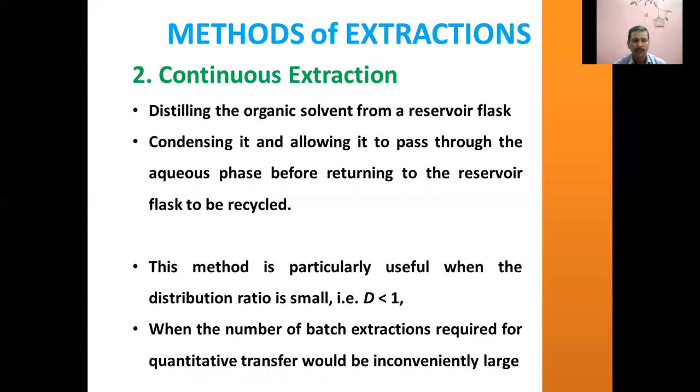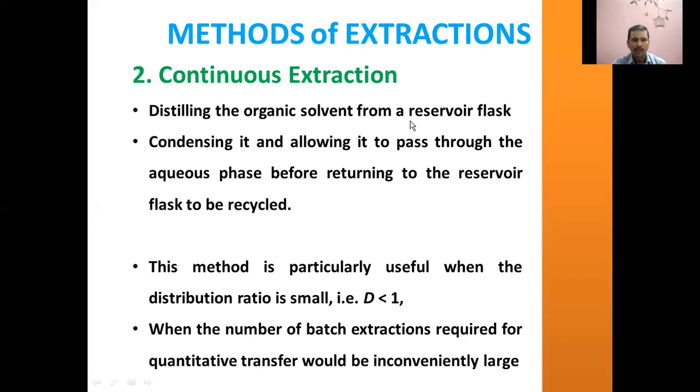Those liquids will take away the solutes present in the sample solution, and depending upon the density, the organic solvent will settle in the sample tube. Here we can use both lighter and heavier solvents compared to the aqueous solvent. So we will distill the organic solvent present in the reservoir flask. In continuous extraction, a continuous distillation of the organic solvent is involved.